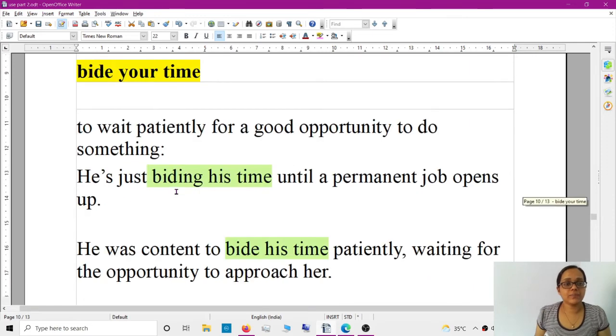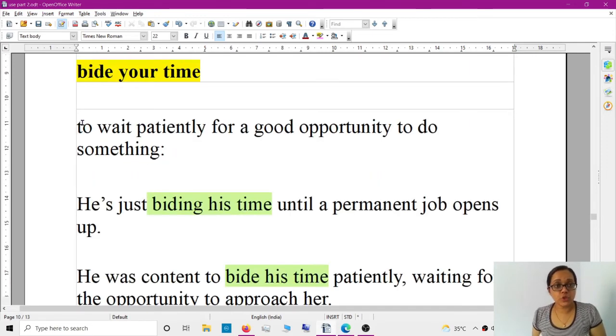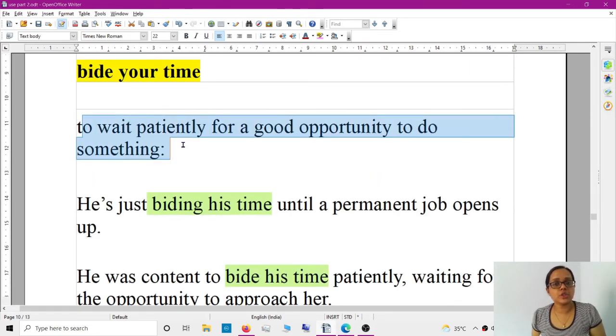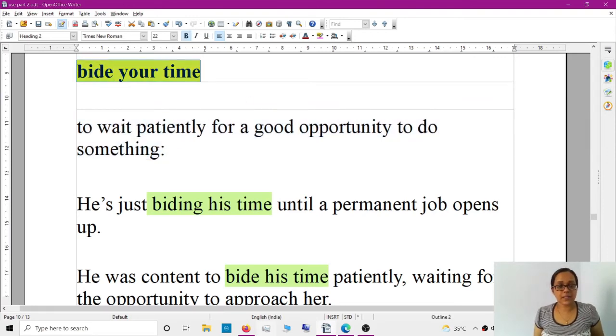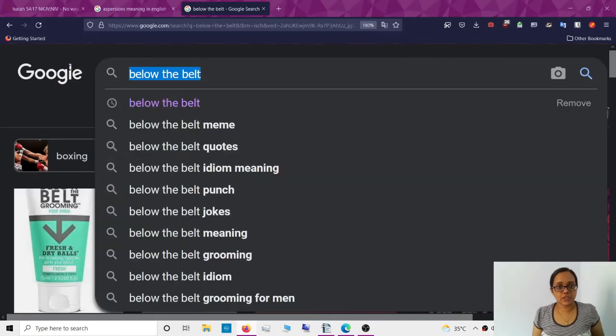Bide your time means to wait patiently for a good opportunity to do something. So that is known as bide your time. So, wait patiently.